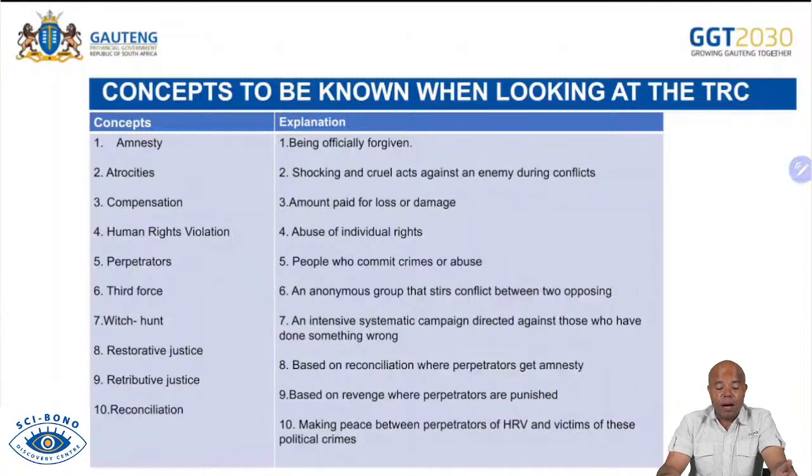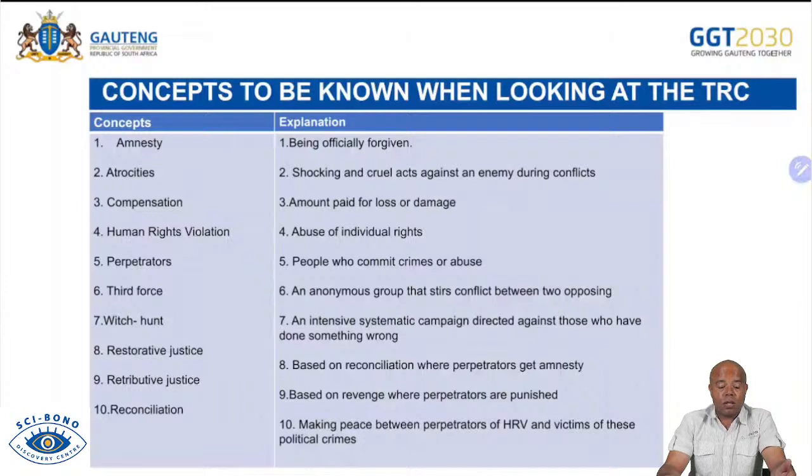Compensation, number 3, amount paid for loss or damage. 4, human rights violation, abuse of individual rights, perpetrators, people who commit crimes or abuse. Number 6, third force, an anonymous group that stirs conflict between two oppositions, basically. Witch hunt, an intense, systematic campaign directed against those who have done something wrong.